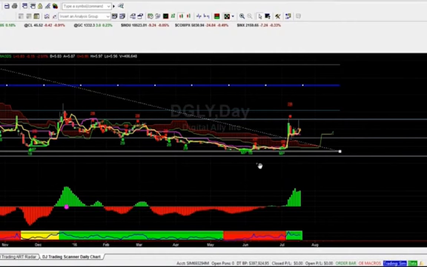So we're also up above the Ichimoku cloud. You can see it was in a downtrend, right? We've got a crossover of the fast over the baseline. We're up above the cloud here. So this is looking really good for a pretty nice trade here on DGLY. Okay, so there's a trade idea for you that you can walk away from here with right now.